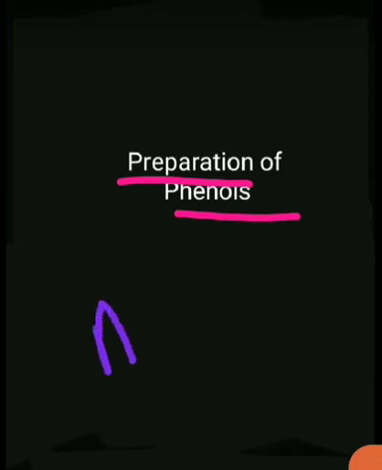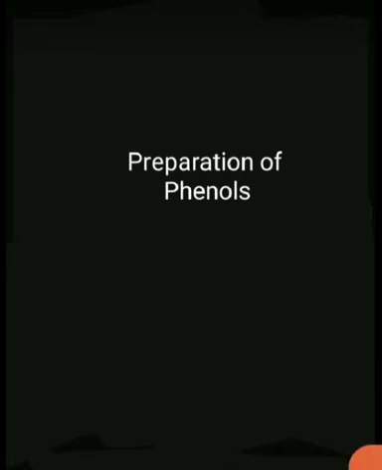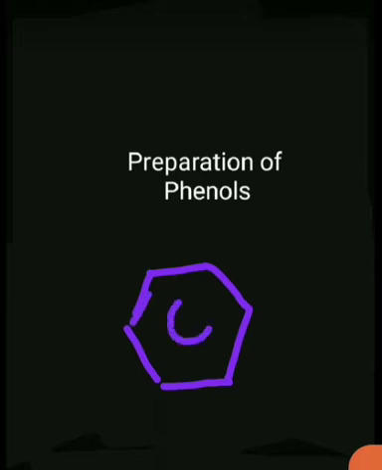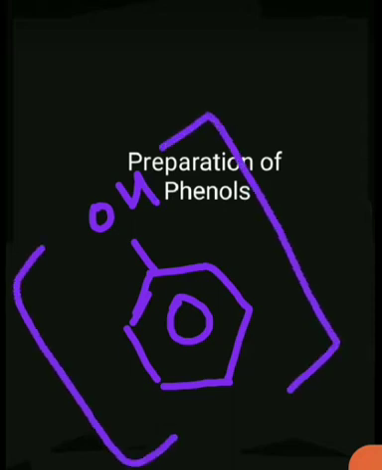Students, phenol is basically represented as aromatic OH, okay, where the aromatic group is basically benzene. So any skeleton which has a benzene ring with an OH group attached is called phenol, okay. So now we are going to discuss its preparation.